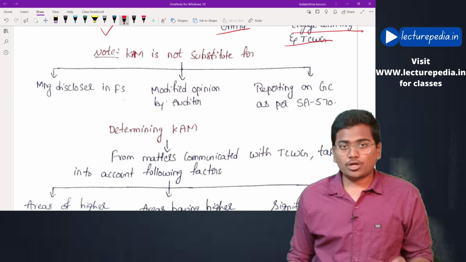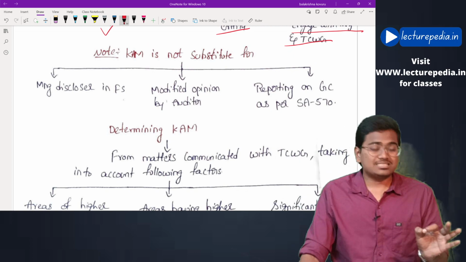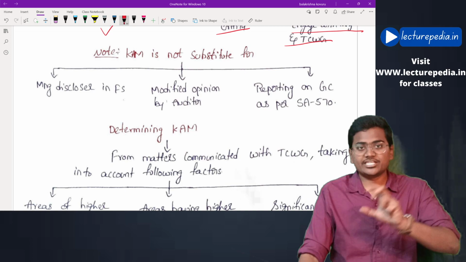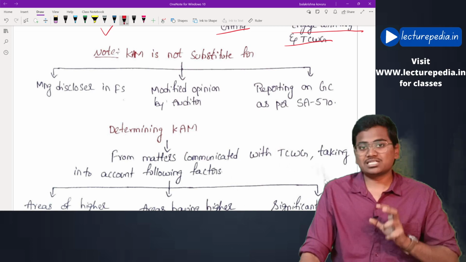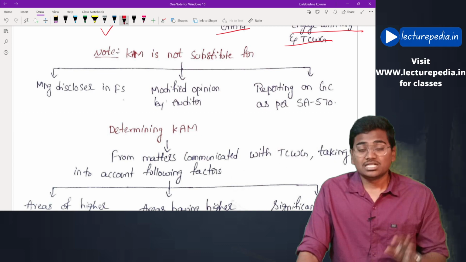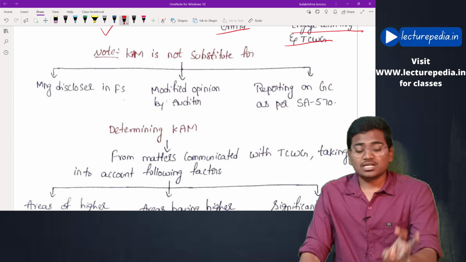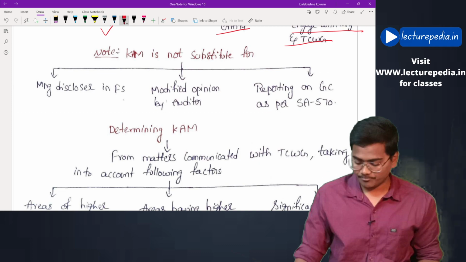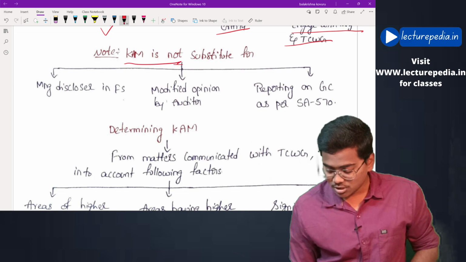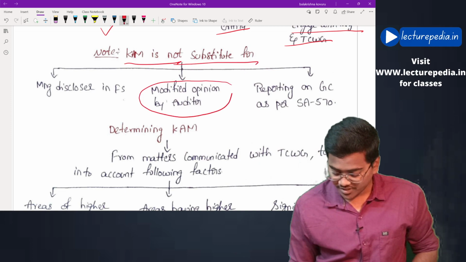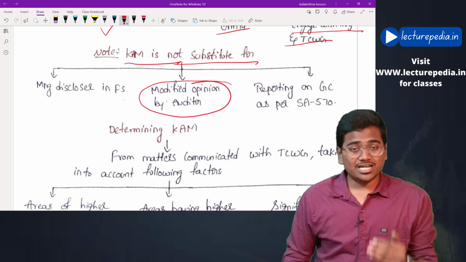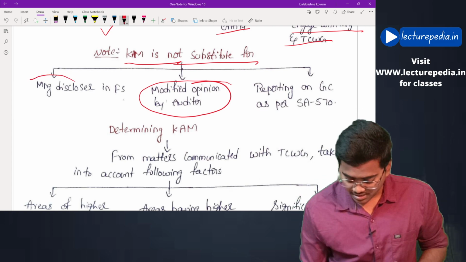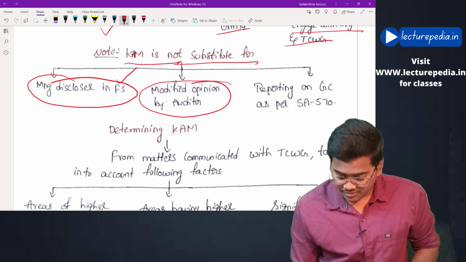Another important point to remember is that the key audit matter paragraph that the auditor gives in the audit report is not a substitute for any type of modified opinion that the auditor gives. Key audit matter is not a substitute for a modified opinion by the auditor, and also it is not a substitute for management disclosure in the financial statements.